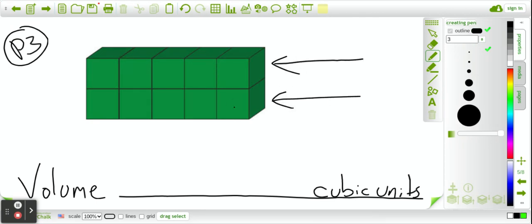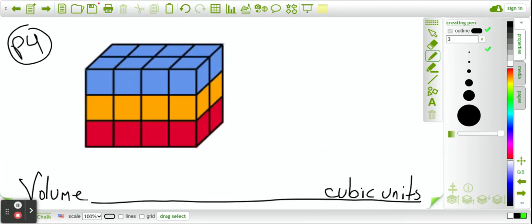All right, pause the video for practice problem number 3. Let's see how you did. I can see there are 2 layers here. I have a bottom layer and a top layer. So if I determine 1, 2, 3, 4, 5 are in the bottom layer, that means there are 5 in the top layer. And you could check 1, 2, 3, 4, 5. And 5 plus 5 is 10. There are 10 cubic units in the solid figure. So the volume is 10 cubic units.